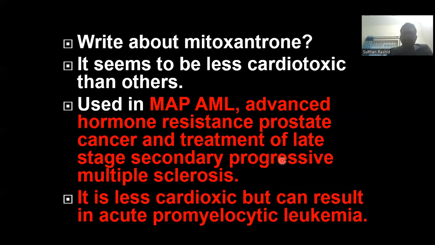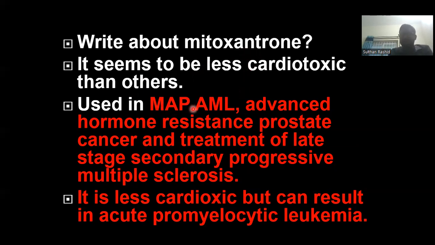Now I'm going to talk about Mitoxantrone. Compared to all other anthracycline antibiotics, this seems to be less cardiotoxic. Where is it used? Remember MAP, M-A-P. M is for multiple sclerosis. In multiple sclerosis there are a lot of types. In the late stage, secondary progressive multiple sclerosis, Mitoxantrone is used.